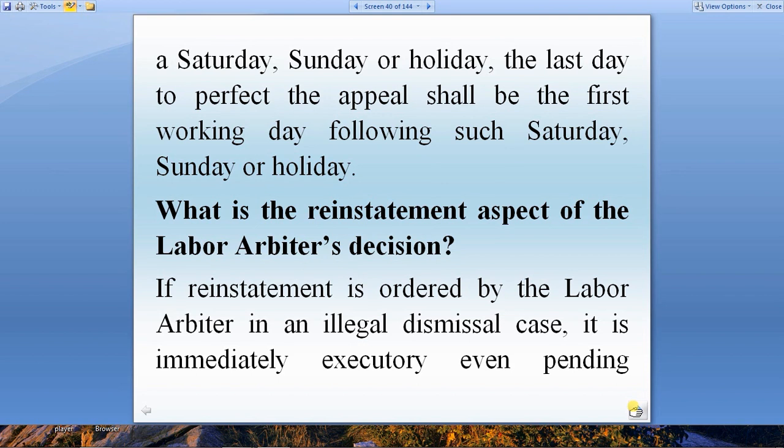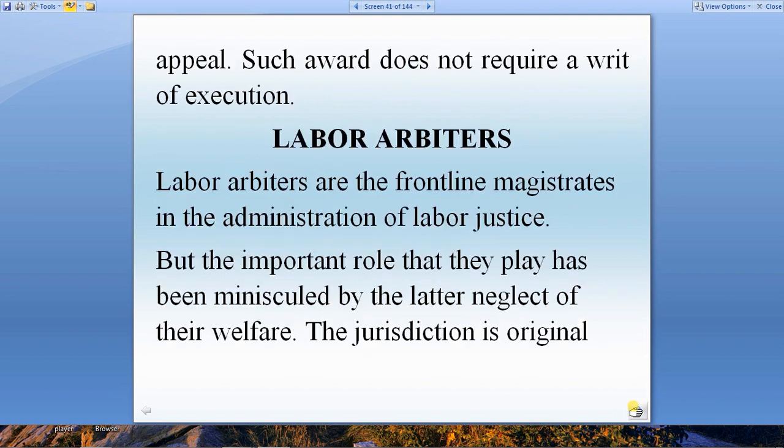Now, ano naman sinasabi ng reinstatement for the position based ng LA decision? If reinstatement is ordered by the Labor Arbiter in an illegal dismissal, it is immediately executory. Executory siya, even may pending appeal. Such award does not require a writ of execution. So, automatic yung reinstatement.